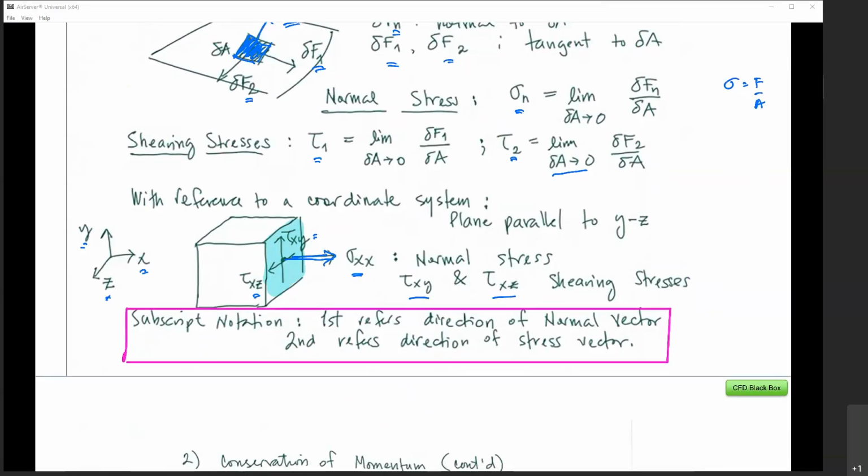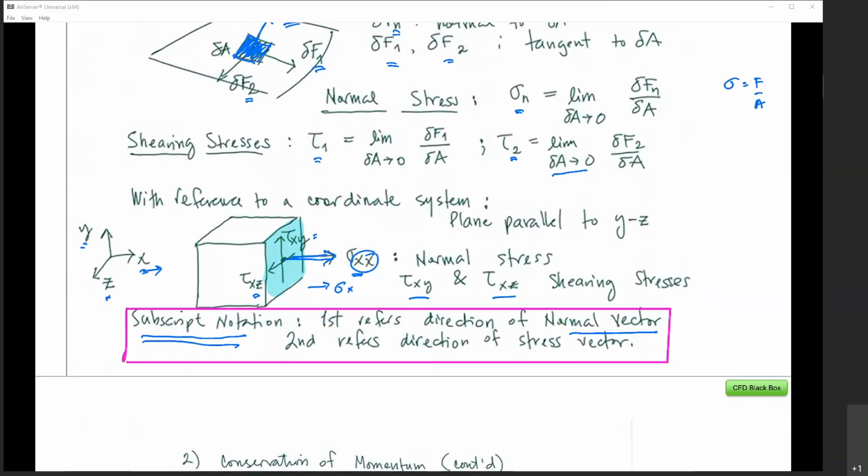And just to highlight again, the subscript notation: how do you get xx over here? How do you get xy or xz? So the notation, the first subscript refers to the direction of the normal vector. If you look over here, we are looking in terms of the x direction, x to this side. So when the normal force goes to the right, we have x here because it refers to the direction of the normal vector.